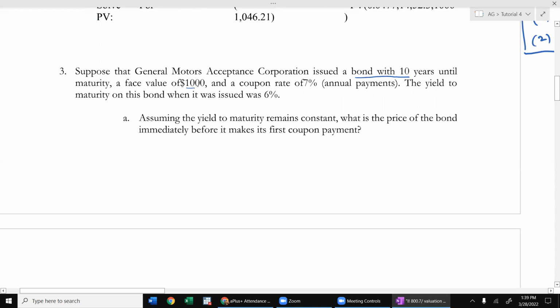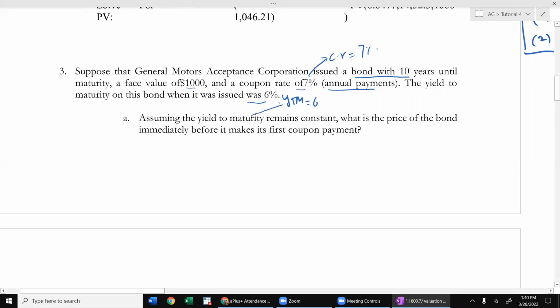Suppose that GM Motors Acceptance Corporation issued a bond with 10 years until maturity, a face value of 1000, coupon rate of 7%, annual payments. The yield to maturity on this bond when it was issued was 6%. So YTM is 6%, coupon rate is 7%. From this information, we can straight away tell that this bond should be trading at premium or discount? Premium, very good.